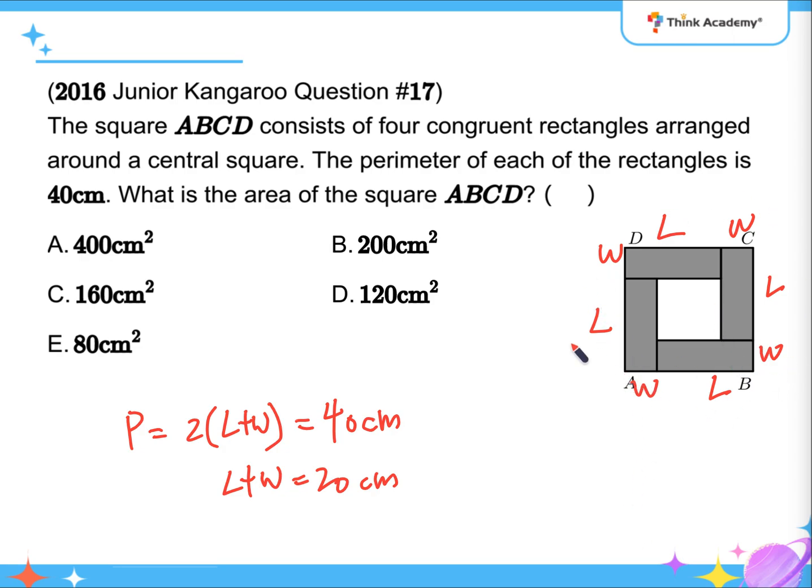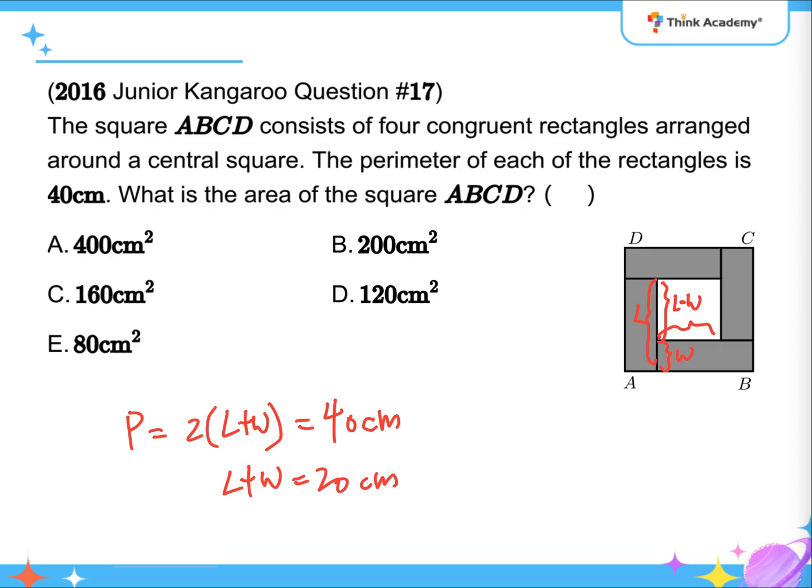So on the outside, each side is 20 centimeters. So we can see that the large square is going to be 20, right? But what about in the center? We have a length taking away the width, and another length taking away the width. So that's length take away the width in the center. So how do we find the area there?